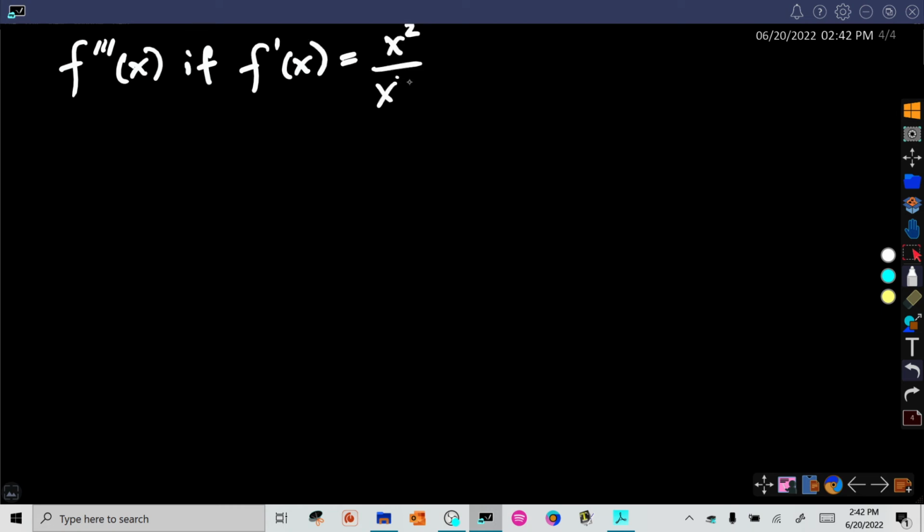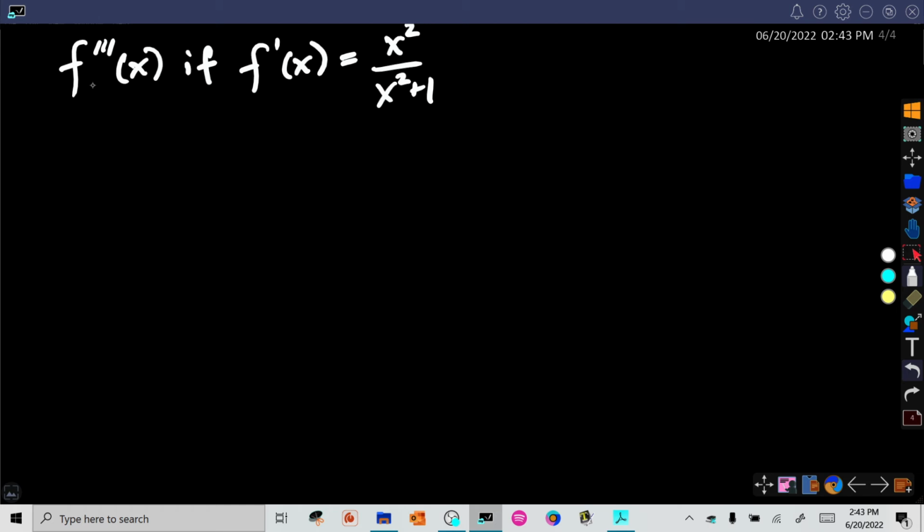Okay. Ooh, this one's interesting. So they are asking us to find f triple prime of x if f prime of x is equal to x squared all over x squared plus 1. All right, so on this one, they went ahead and did us the favor of finding the first derivative. So actually, we start with the first derivative. We have to do the second derivative and the third derivative to get our solution.